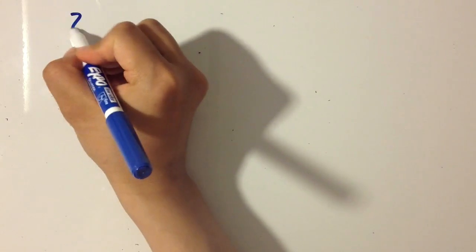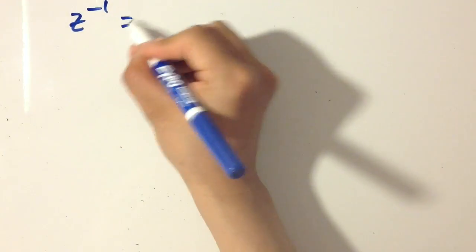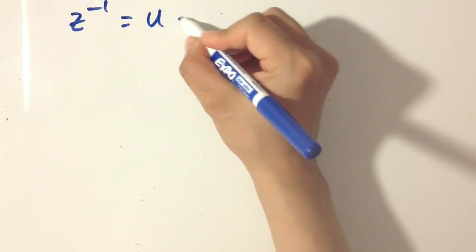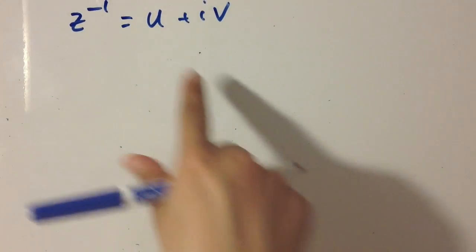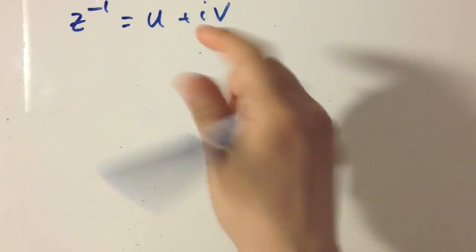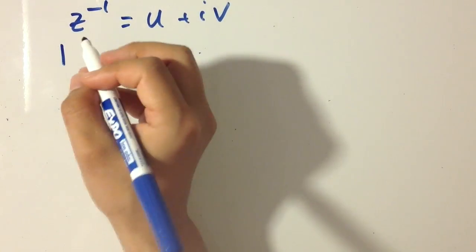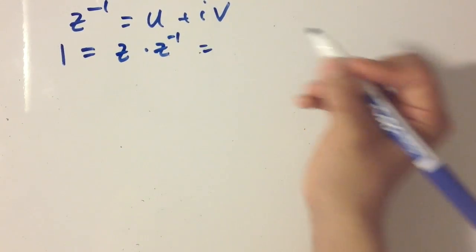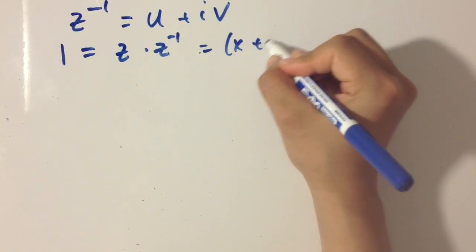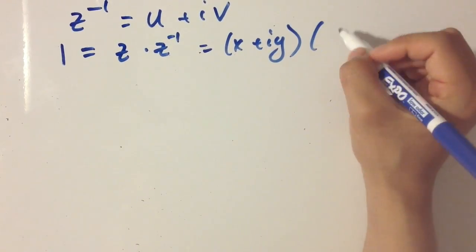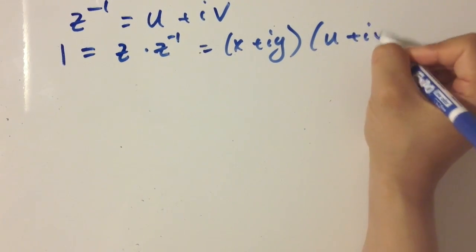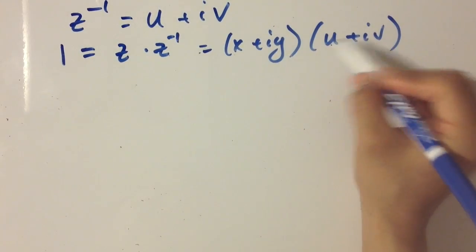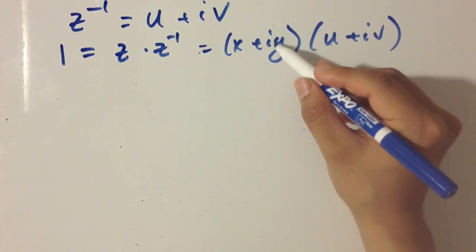To derive what z to the minus 1 is, I will denote its real part as u and its imaginary part as v, and then I will solve for u and v. We know that 1 is equal to z times z to the minus 1, so we have x plus iy times u plus iv is equal to 1. And so the goal here is to solve for u and v in terms of x and y.